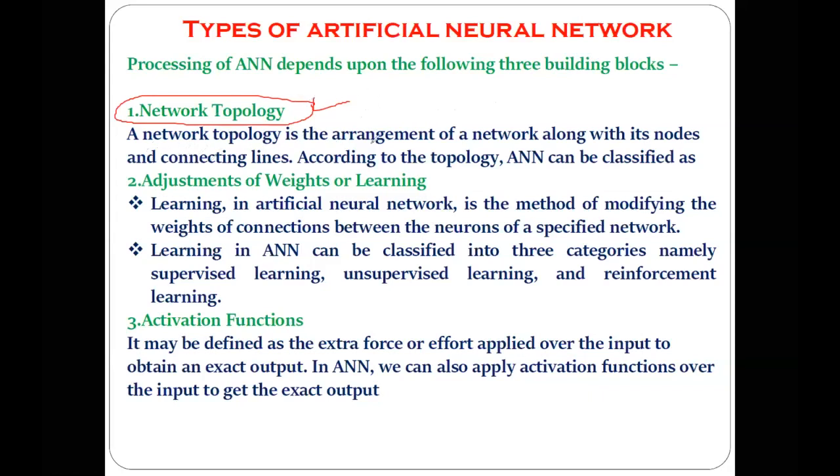So here a network topology is the arrangement of a network along with its nodes and connecting lines. Nodes means what here? What do you mean by the nodes? The meaning of node here is nothing but the artificial neuron. Yes or no? Is a node considered the artificial neuron or not?